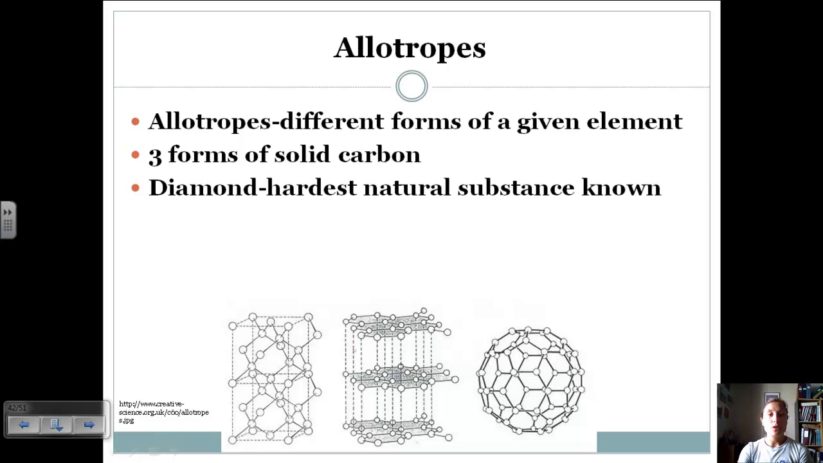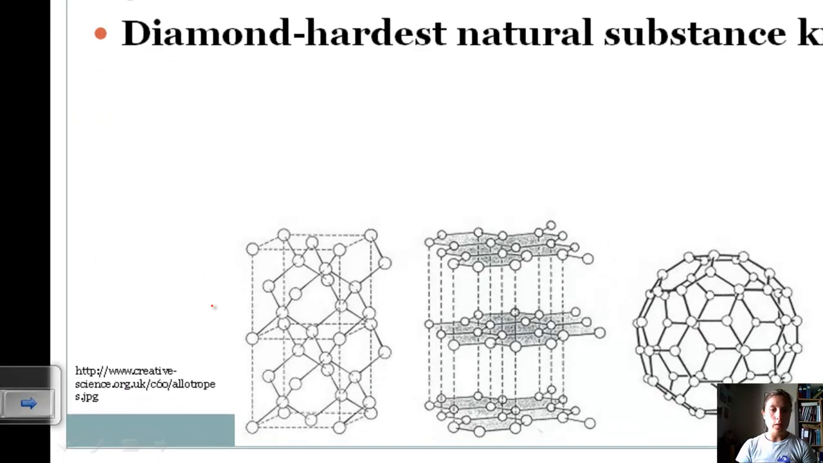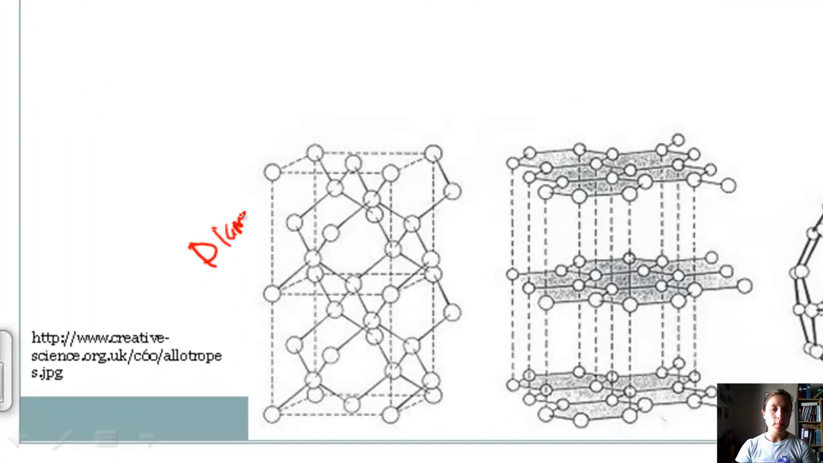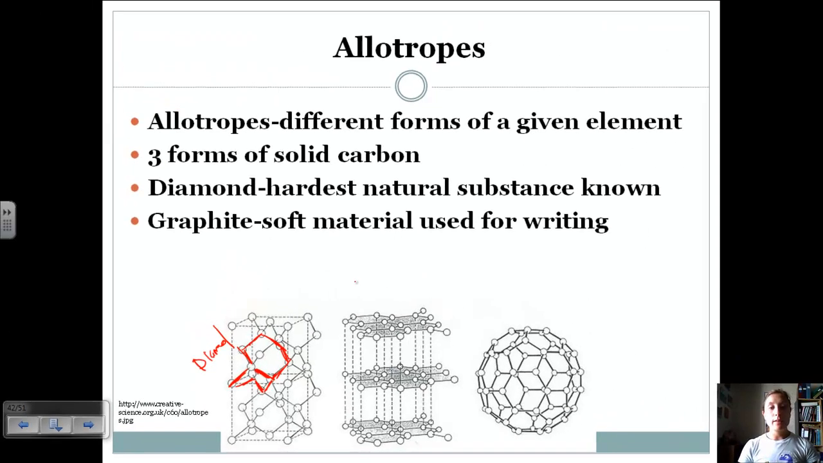Okay, so the first allotrope of carbon is diamond. Diamond is the hardest natural substance known to man. It's clear and it's crystal in structure. So this is diamond. And if you look, you can see that the way the carbon atoms are bonded, it's forming this very stable, hard crystalline structure. So there isn't going to be a lot of movement there. It's really solid.